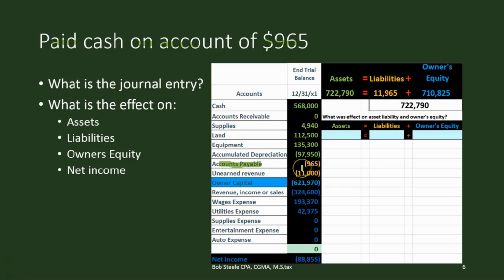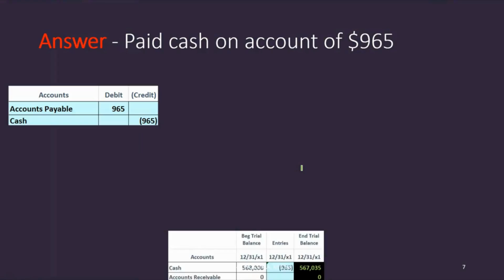Does that make sense? Well, it has a credit balance. After we pay it, it needs to go down. The bad thing needs to go away because we paid it off. How do we make something go down? We do the opposite thing to it, which in this case would be a debit. So it would look something like this.